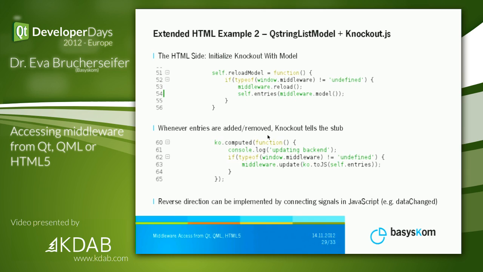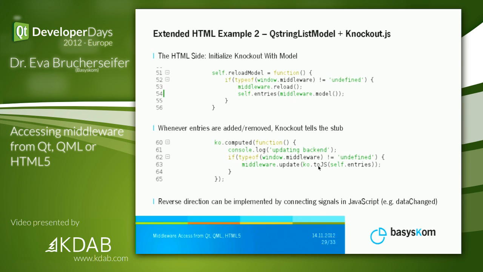Another interesting thing, now I want to have knockout immediately tell my backend if data changes. This is an interesting thing that knockout has, is computed functions. It's kind of like property bindings for QML. When I have a computed function in knockout, it evaluates what's in it, and there's a dependency on self.entries. So whenever self.entries is changed, this method is called. Whenever I add something in my forms, knockout will automatically do this, no matter where I put the binding. I don't have to manually trigger these things.